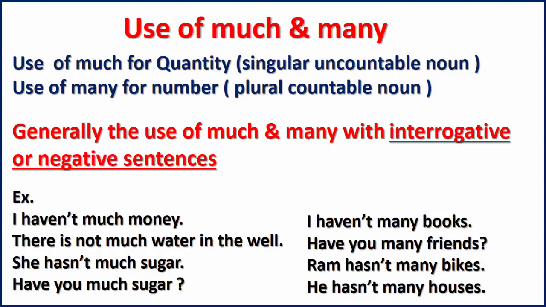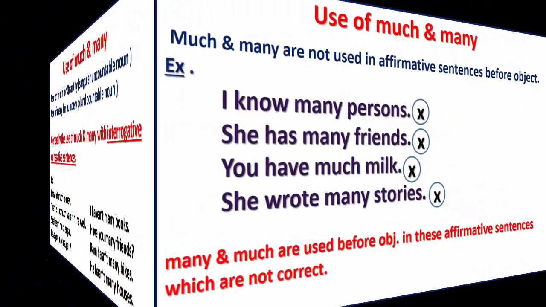Now let's see the examples of many. First, I haven't many books. Second, have you many friends? Third, Ram hasn't many bikes. And fourth, he hasn't many houses. Here books, friends, bikes and houses are plural countable nouns, hence we use many for them.